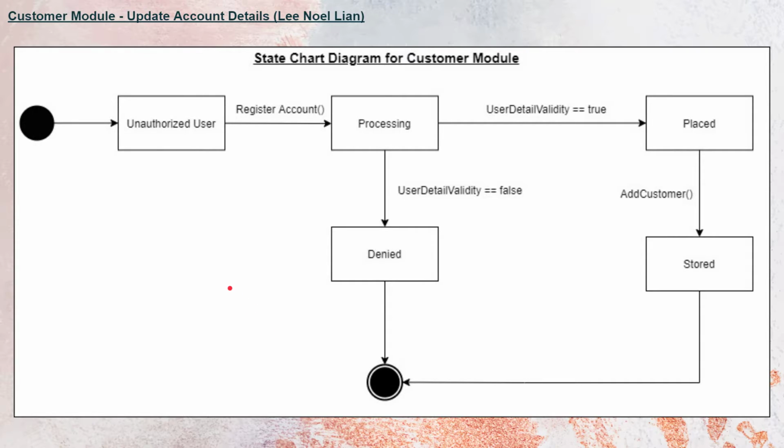So first, this is for updating account details for the customer. First, it goes to the unauthorized user. If the customer is an unauthorized user, they will register an account, and it will then process. If the user detail validity is true, it will then be placed, and at the same time we add the customer and store it into the database. Whereas if the user detail is false, it will then deny and process. That's it.